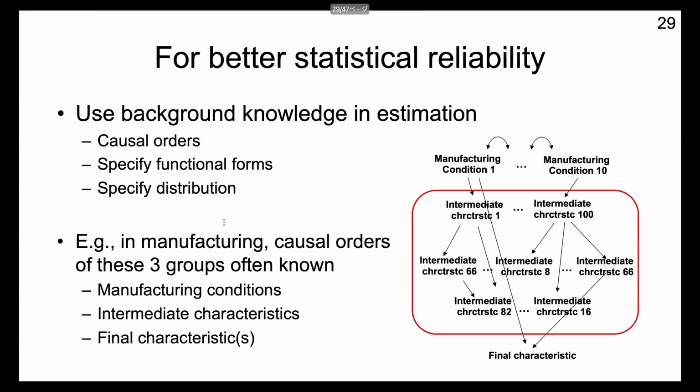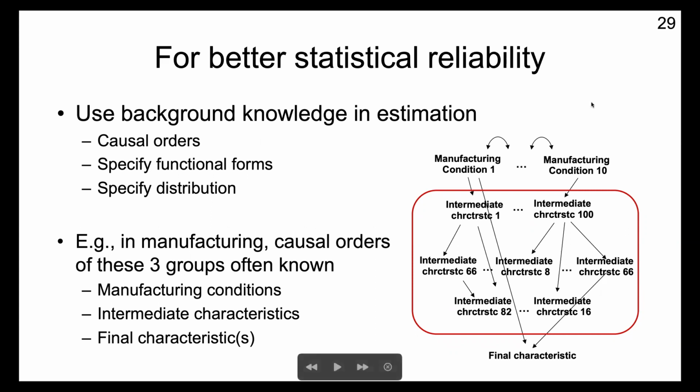Okay, so next, to improve the statistical reliability, we could use background knowledge in the estimation. For example, we sometimes know the causal order of some variables. For example, in manufacturing, we can often divide the variables into 3 groups. And we often know the causal order between the groups.